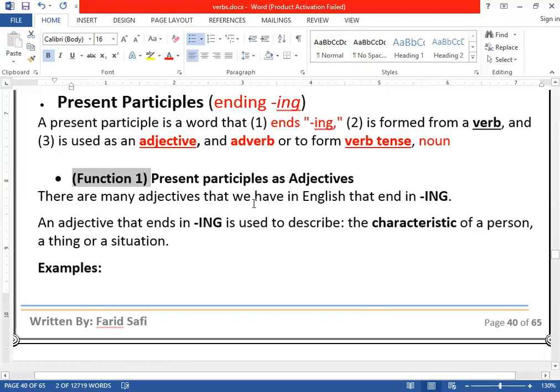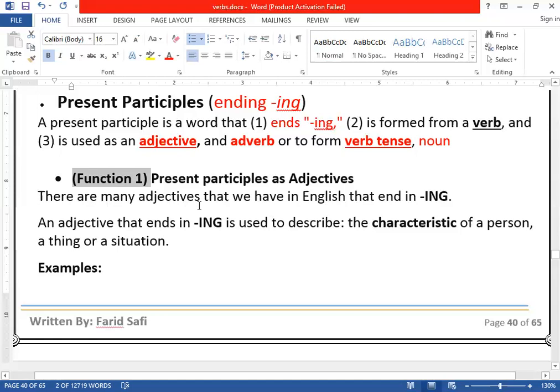Clear? Present participle as an adjective is very common. Clear? It's very common, and you have already studied adjectives. What are adjectives? Adjectives are words that modify a noun or pronoun. A very easy definition that you have learned. Clear? So let's study about it.